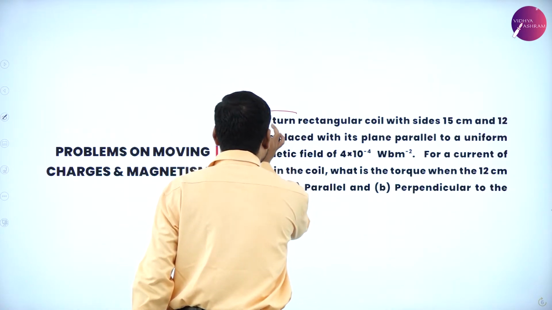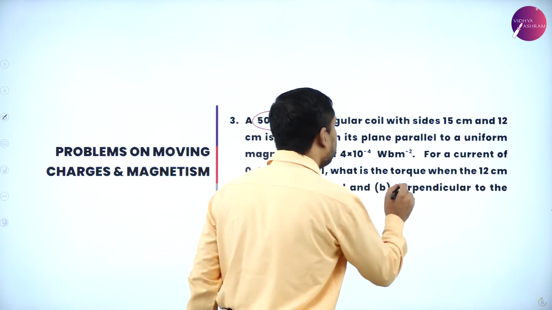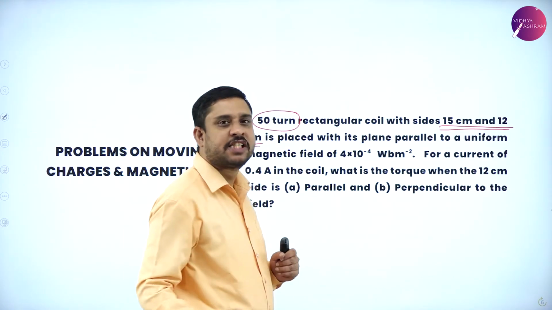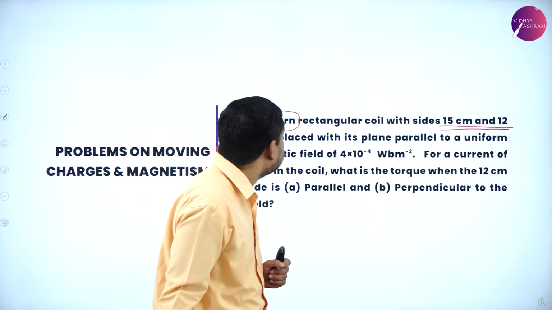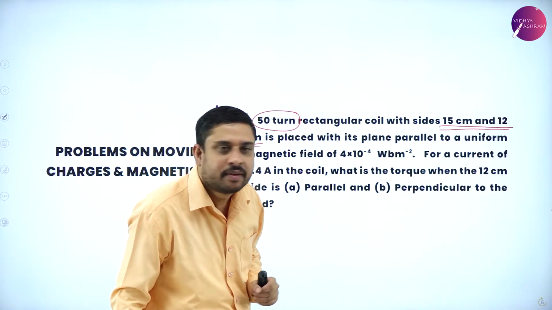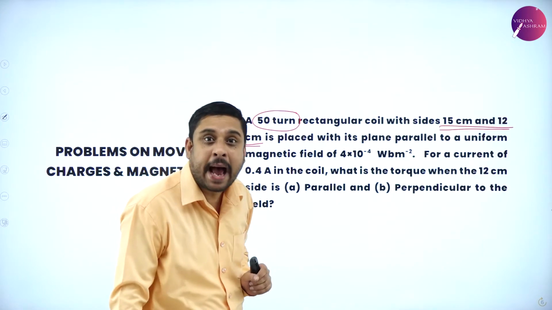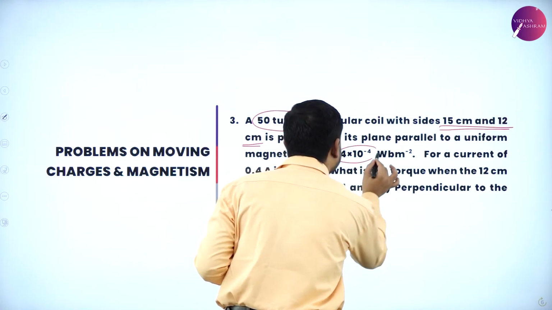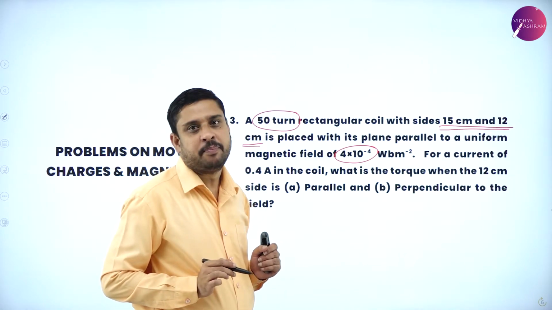A coil of 50 turns, so number of turns is 50, with sides 15 centimeters and 12 centimeters, is placed with its plane parallel to a uniform magnetic field of strength 4 into 10 power minus 4 Weber per meter square.